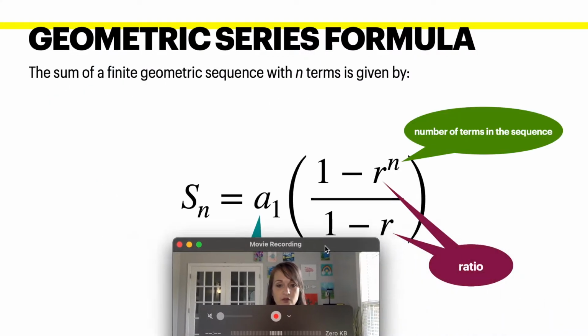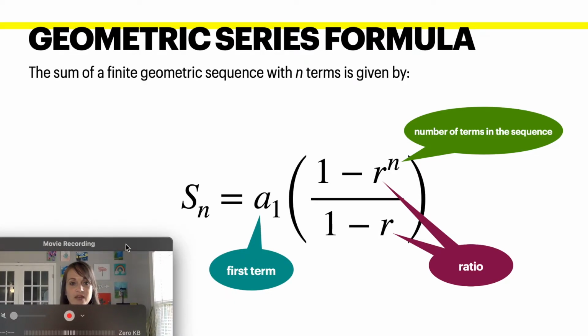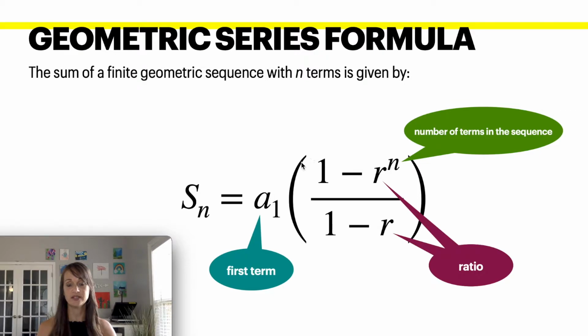I'm going to move myself over here, excuse me. So the geometric series formula is the first term times this giant parentheses of 1 minus r to the n on top. n represents the number of terms, if you want the first 10 terms, or the first 100 terms. And r, in the numerator and the denominator, is the ratio.